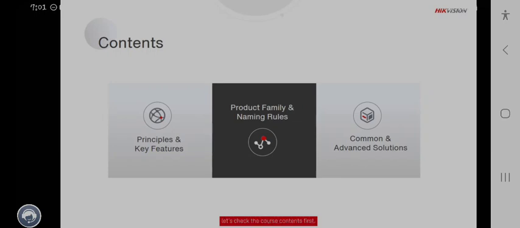Okay, let's check the course contents first. There are 3 parts in today's course. First, we will know about the principles and key features in Turbo HD system. Then we will talk about the product family and naming rules. In the last part we will see the common and advanced solutions in Turbo HD system.